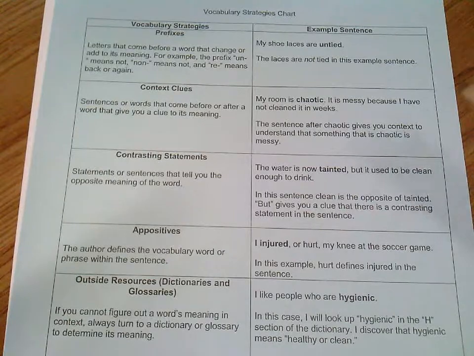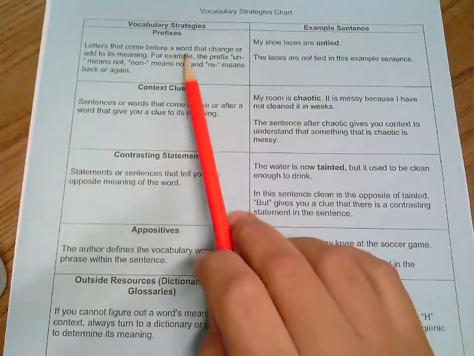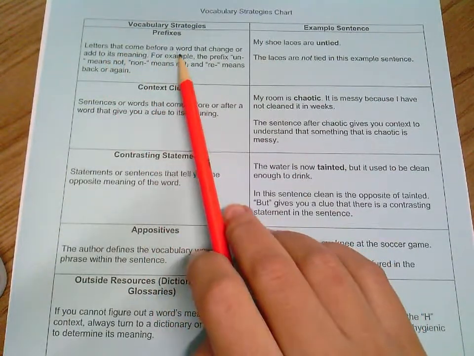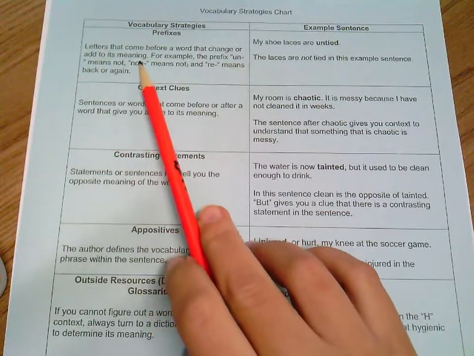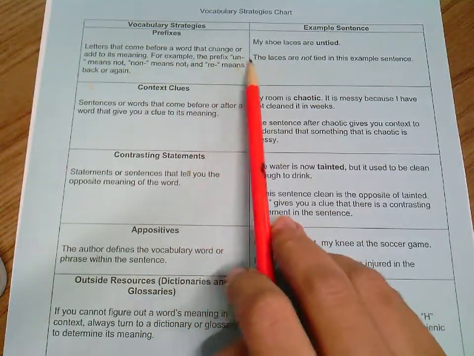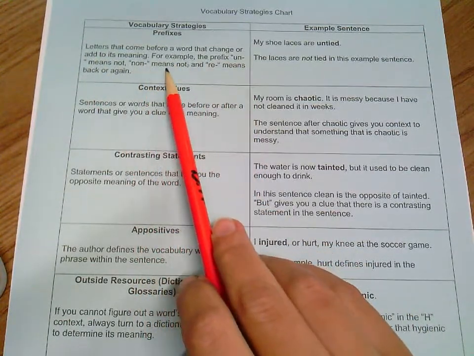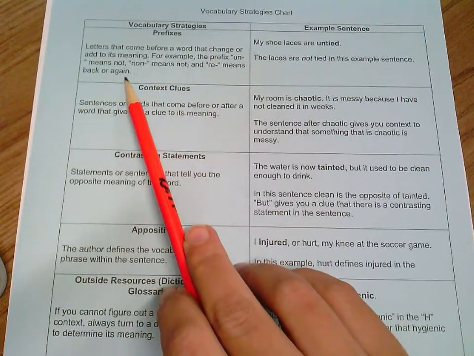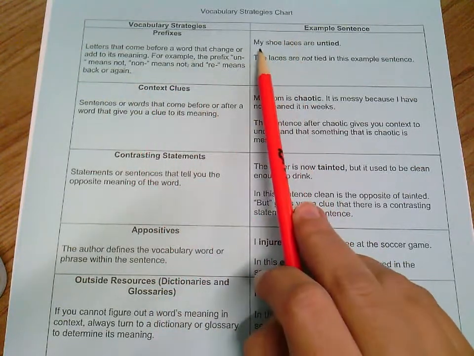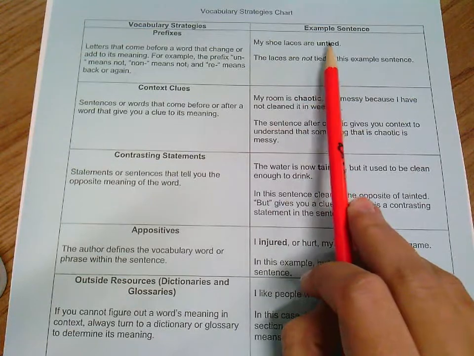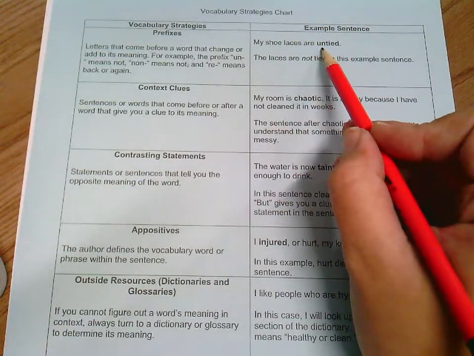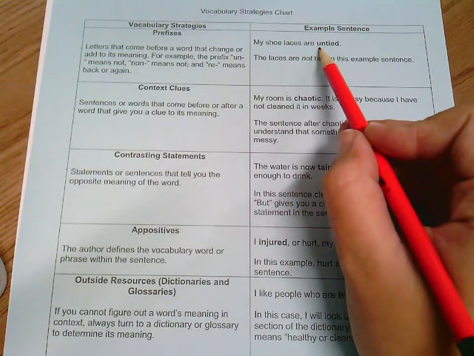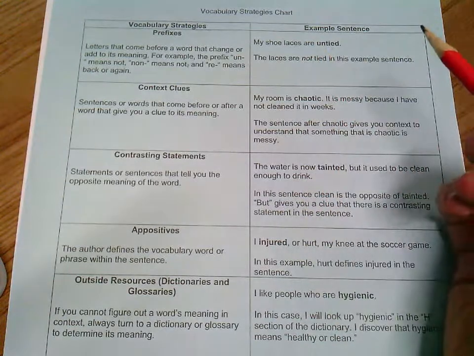One way you can figure out what words mean is by looking at the prefixes, so letters that come before a word that change or add to its meaning. For example, the prefix un means not, non means not, and re means back or again. So for example, my shoelaces are untied, so you can see the prefix un is before tied. Un means not, so not tied.